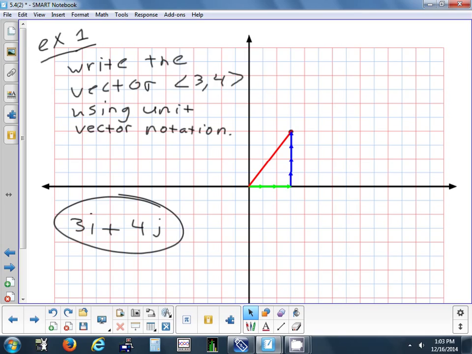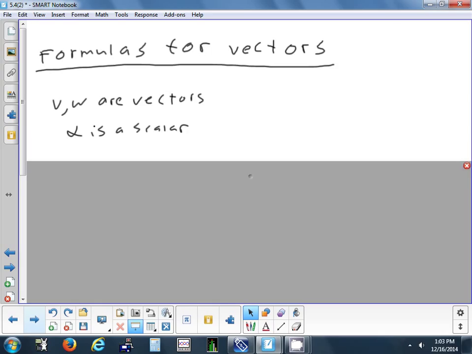All right, so we'll practice each notation. Okay, we'll do a little bit with unit vector and a little bit with the algebraic vector. It's good to know both. Okay, so here's some formulas for vectors. Okay, assume v and w in the following formulas, they will represent vectors. Alpha is going to represent a scalar.